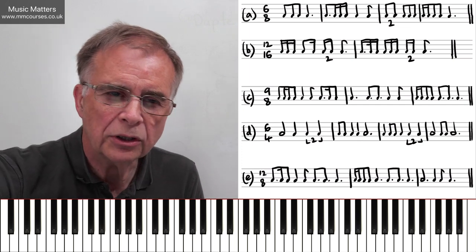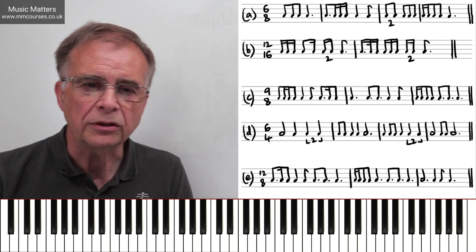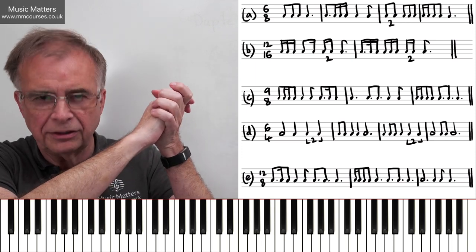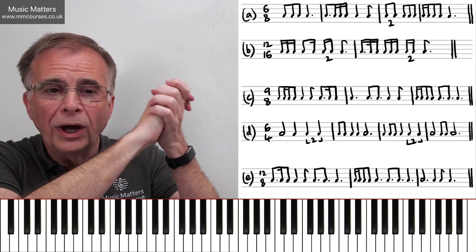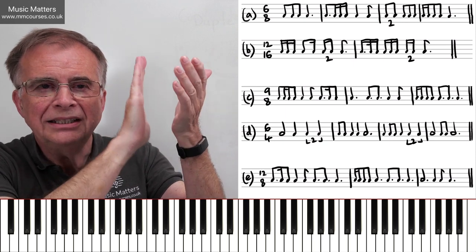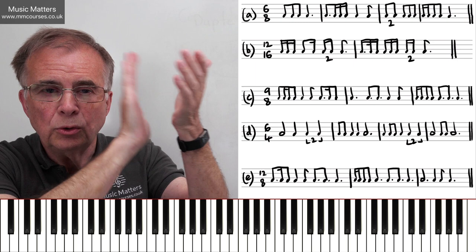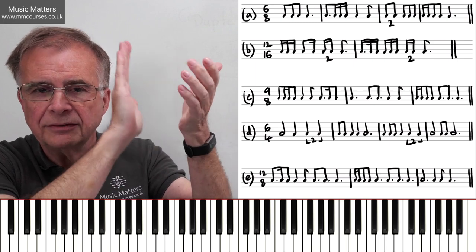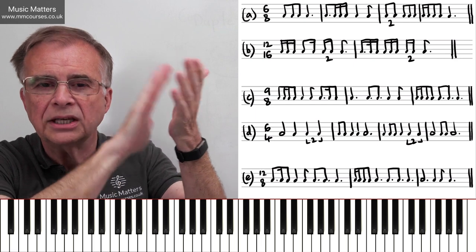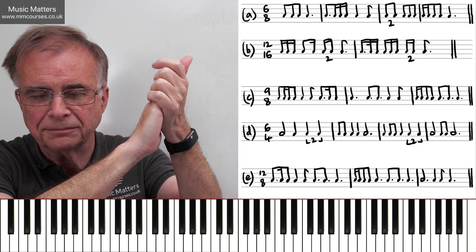So let's have a look at rhythm A and see if we can clap the rhythm, and we'll count it in 6. So here's 6 for nothing. 1, 2, 3, 4, 5, 6. 1, 2, 3, 4, 5, 6. 1, 2, 1, 3, and 4, 5, 6. 1, 2, 3, 4, 5, 6. 1, and 2, 3, 4, 5, 6.